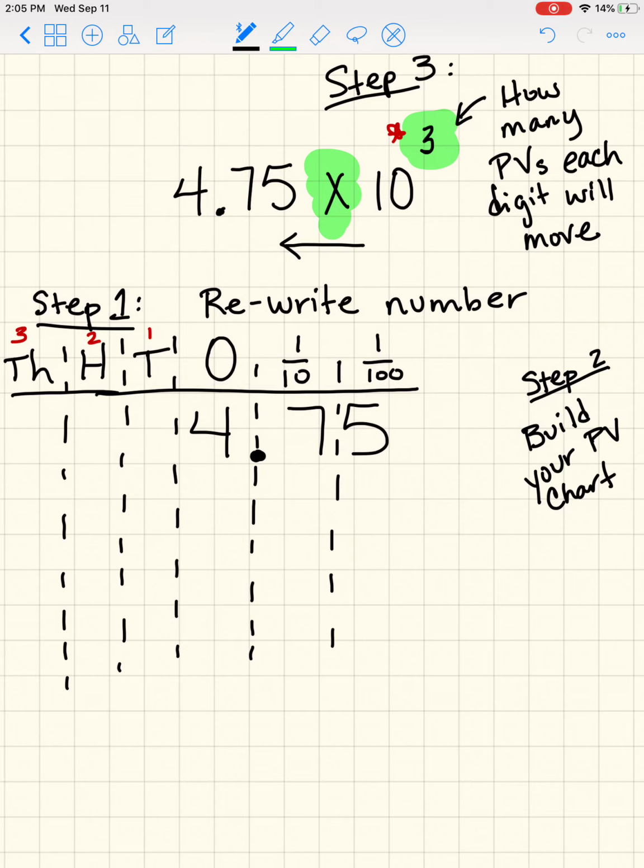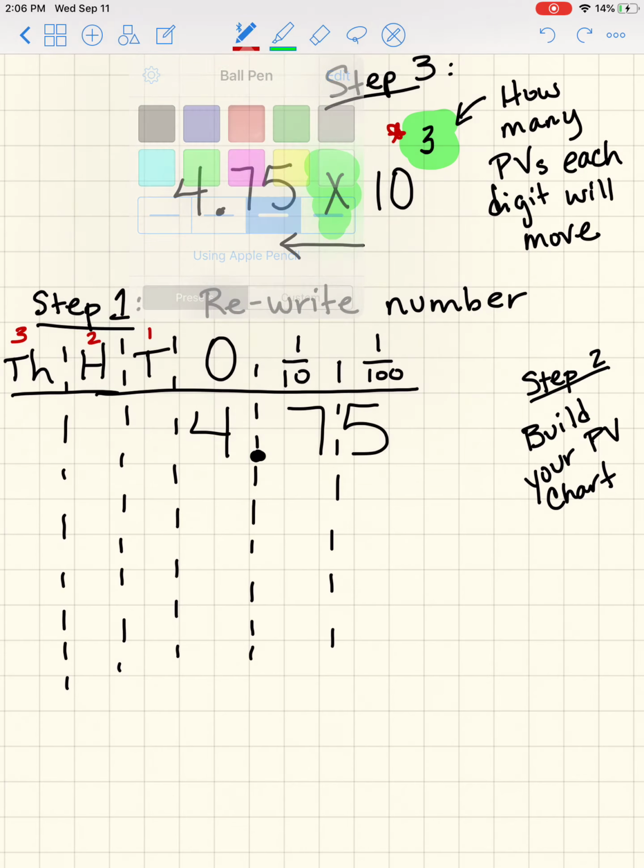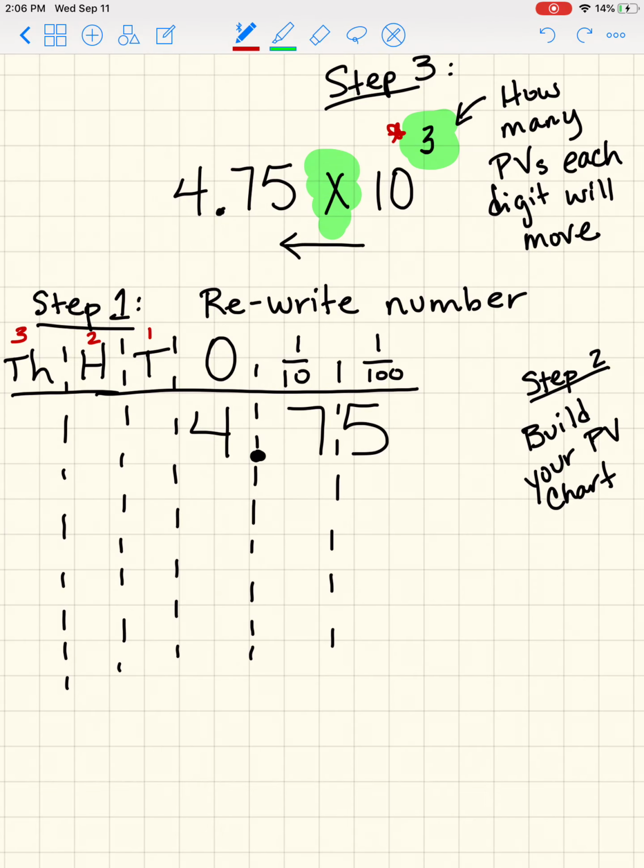Okay, so now let's go ahead. We're going to start with the 4 only because the 4 is closest to the left, which is the direction that we're moving in. And it says that the 4 is going to move 3 place values to the left. So I'm going to change colors again. We're going to go 3 jumps, 1, 2, 3. So our 4 is going to move to the thousands place.